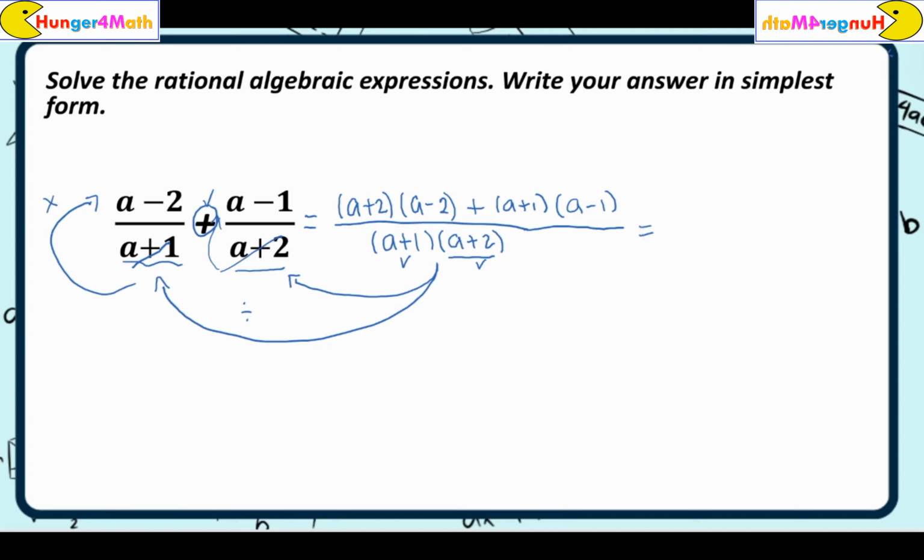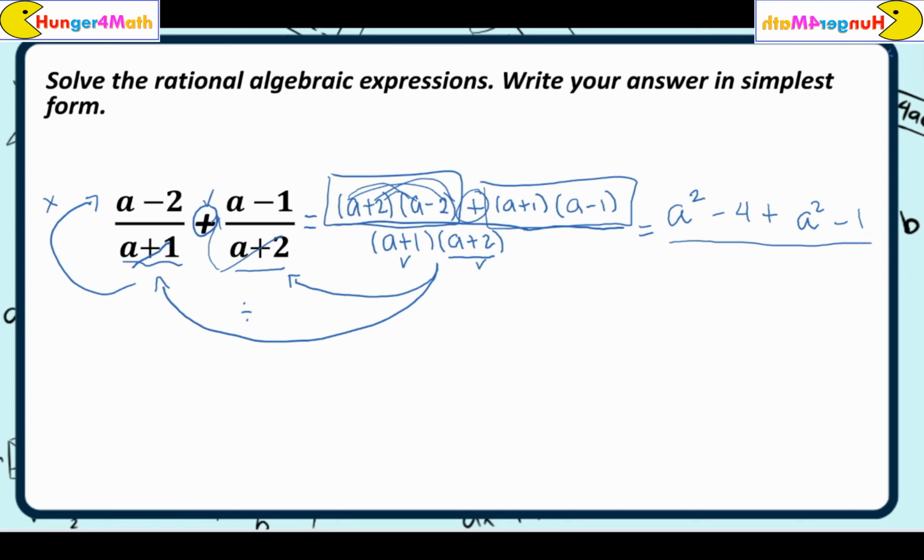Now to the numerator, if you can see right here, a plus 2 and a minus 2, that is a difference of two squares. That will turn into a squared minus 4. Right? And then plus, same situation here. This is a difference of two squares. That will be a squared minus 1. If you want to double check it, you can multiply it using the FOIL method, and it will turn out with the same answer right here.